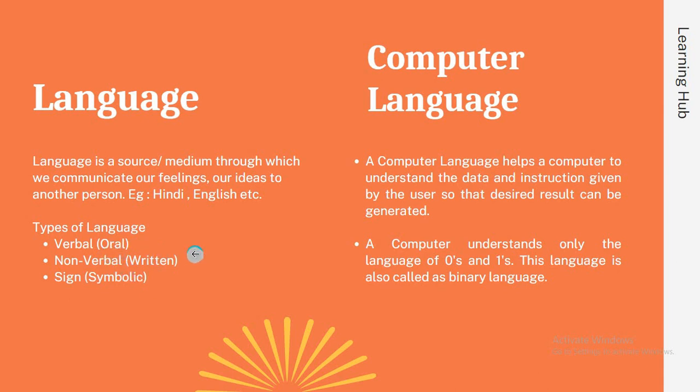Verbal language: we communicate our feelings and ideas through verbal communication, speaking. Non-verbal: we transfer our feelings to another person through formal written messages. And sign language: we use symbolic communication, such as a smiley, to share with another person.